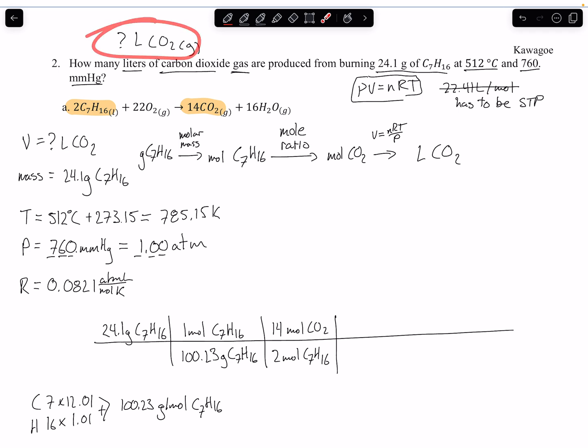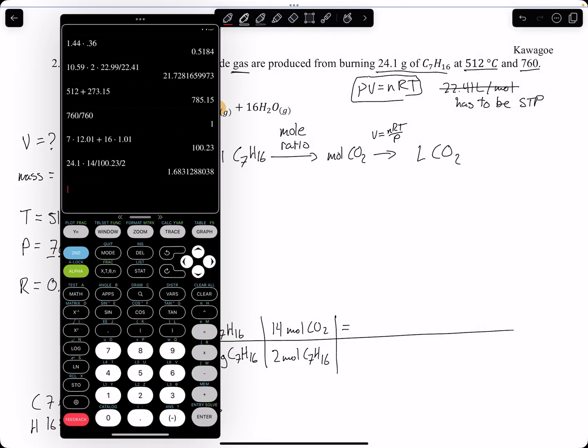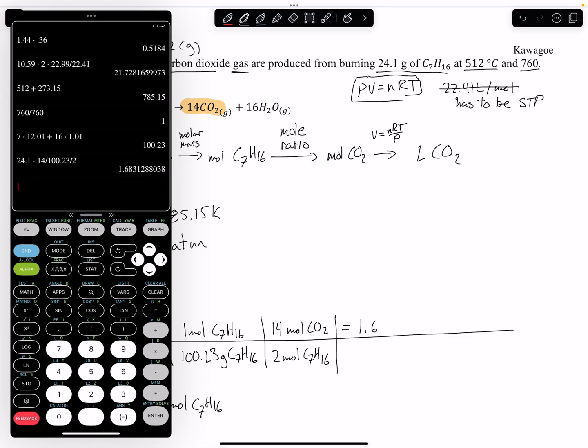So we're looking for liters of CO2, which means, as we just decided before, we need to use PV equals nRT. Since PV equals nRT doesn't fit super nicely into the stoichiometry railroad tracks, I'm just going to go ahead and calculate the moles of CO2 now: 24.1 times 14 divided by 100.23 divided by 2. Multiplying by everything on the top, dividing by everything on the bottom, I get 1.68312.